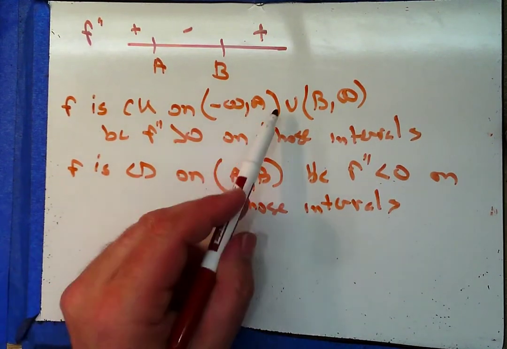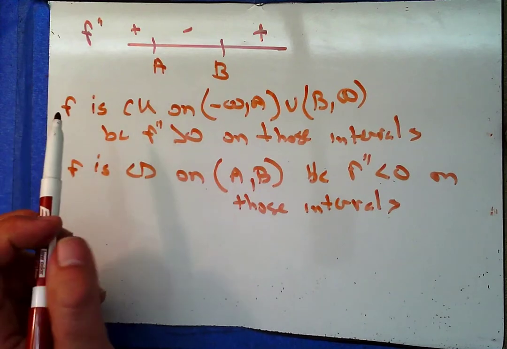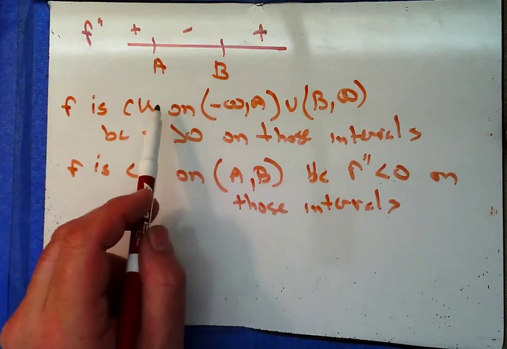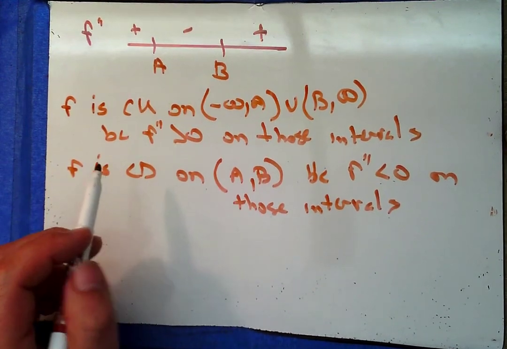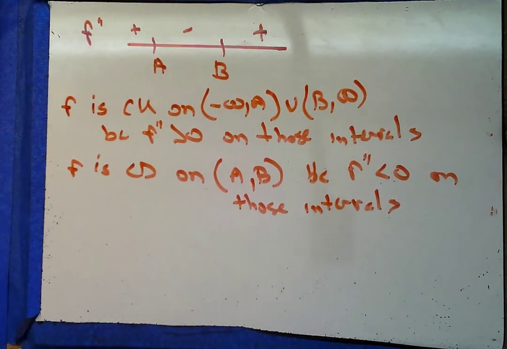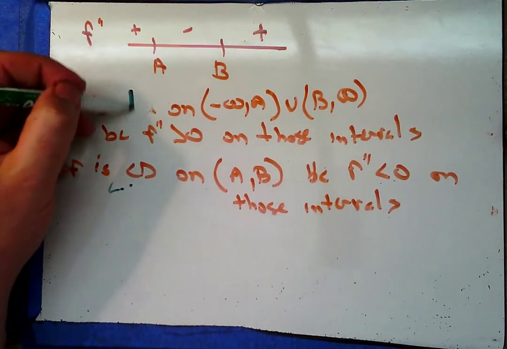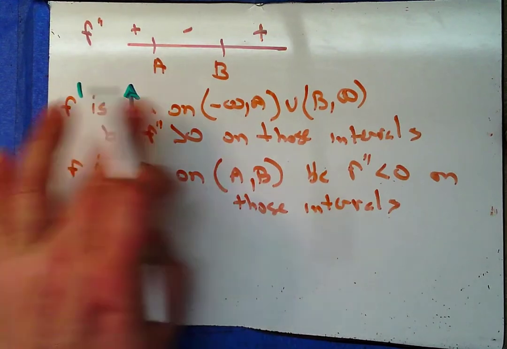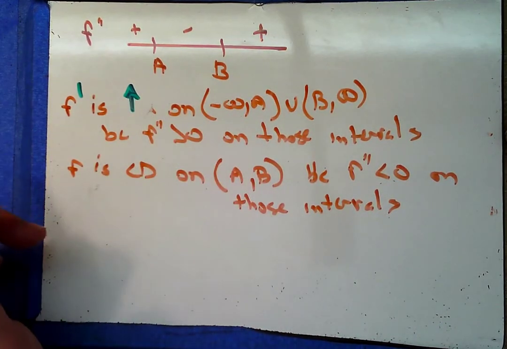Notice I'm not including a and b because those are inflection points where f double prime is 0, not positive or negative. But we could also change this, right? And we could talk not about f, but about f prime. F prime is increasing on those intervals because f double prime is positive, right?